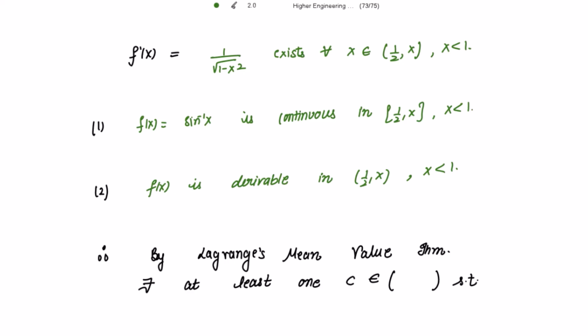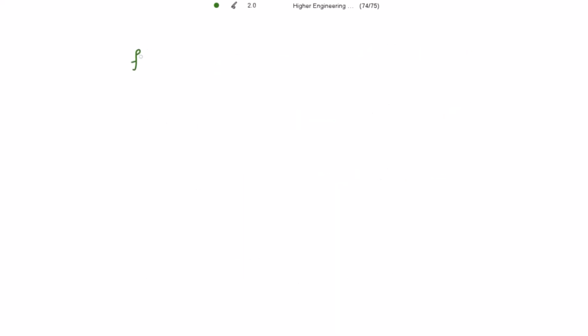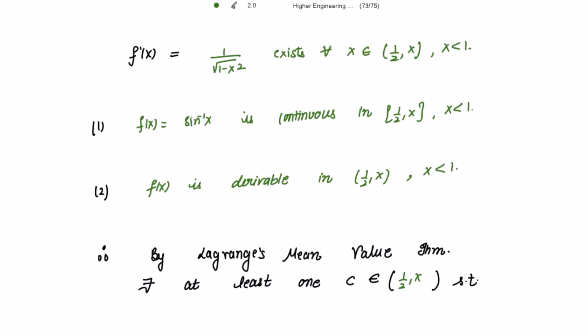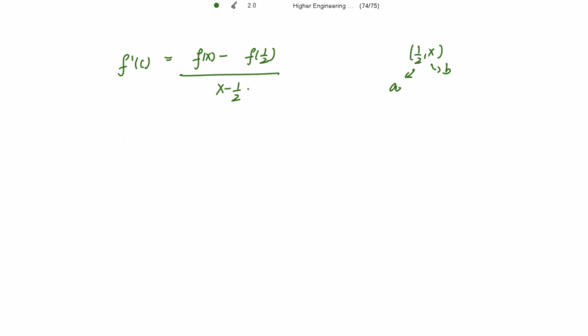Therefore, by Lagrange's mean value theorem, there exists at least one c that belongs to this open interval such that f dash c is equal to f of b minus f of a divided by b minus a. This is your b and this is your a. So f of b, that is f of x, minus f of a, that is f of 1/2, divided by x minus 1/2. Now what is f dash x? It is 1 divided by square root of 1 minus x squared. So f dash c becomes 1 divided by square root of 1 minus c squared.